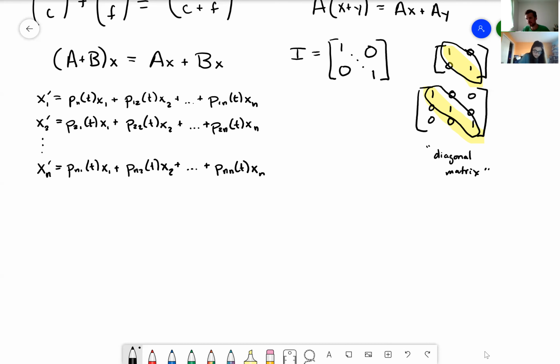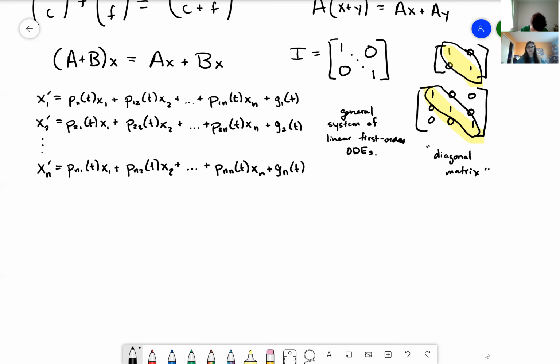The non-homogeneous version, we would have an additional function just in terms of t. We call this one g1 of t, g2 of t, gn of t. So this is the general system of linear first order ODE. So this is the kind of thing that we're considering.